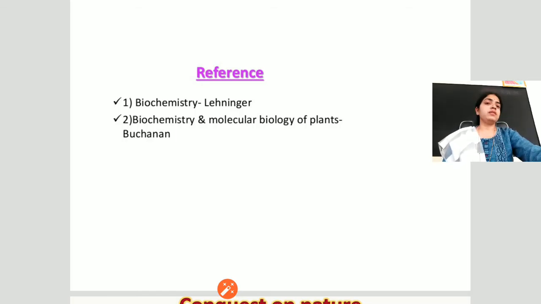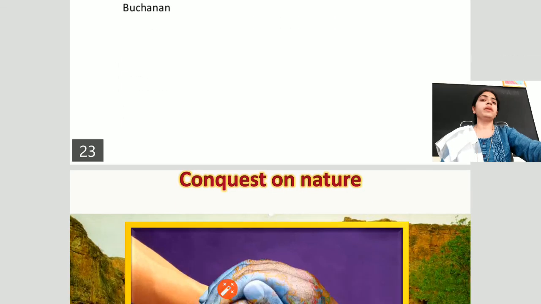These are the references used: Lehninger, Biochemistry and Molecular Biology book by Buchanan.